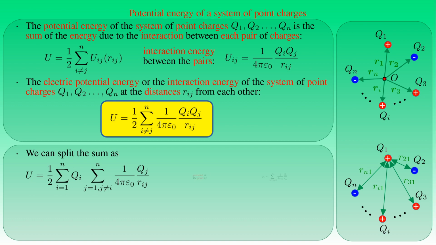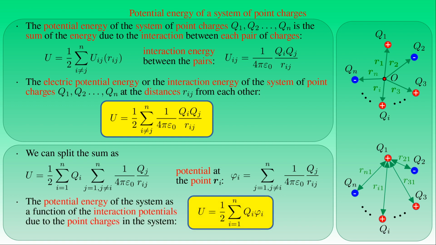Here we can recognize the electric potential phi i due to all point charges Qj, but the point charge Qi, at the point Ri, which is given by the sum of 1 over 4 pi times epsilon naught, times the ratio of Qj to r sub ij from j equals 1 through n, where j is not equal to i. Then the potential energy can also be written as a function of the interaction potentials in the system, that is, U is equal to 1 over 2 times the sum of the charge Qi times the electric potential phi i from i equals 1 to n.